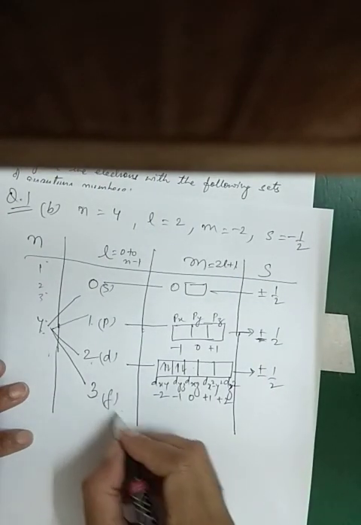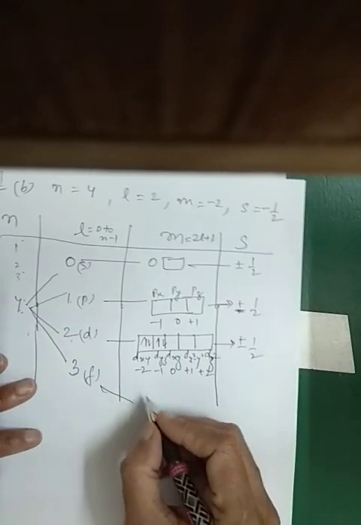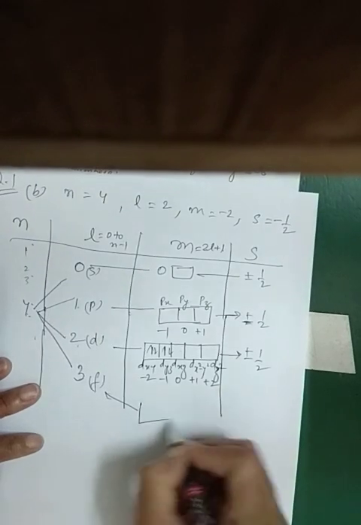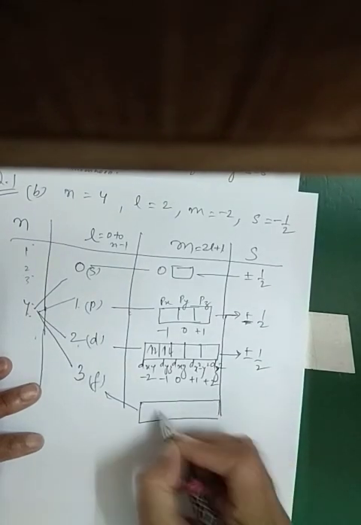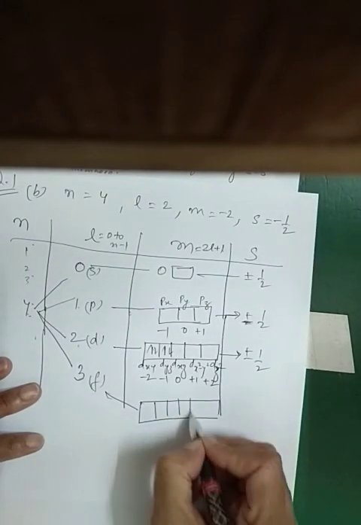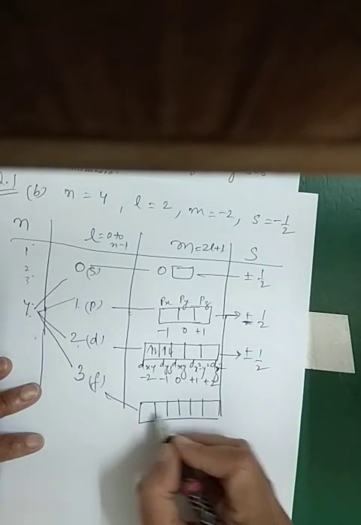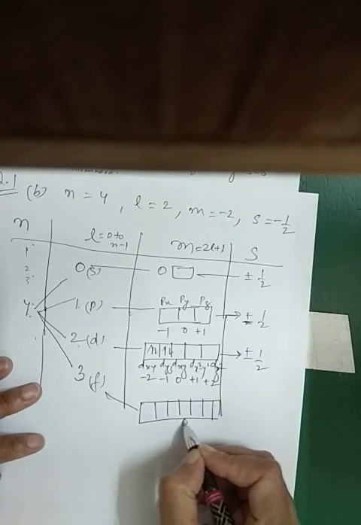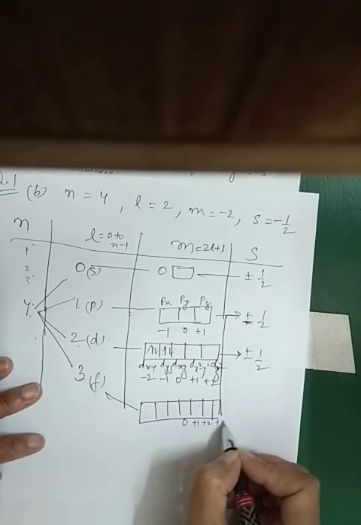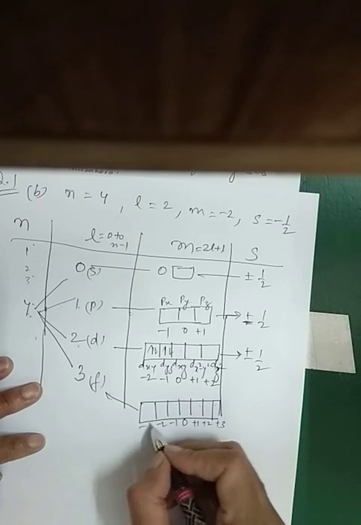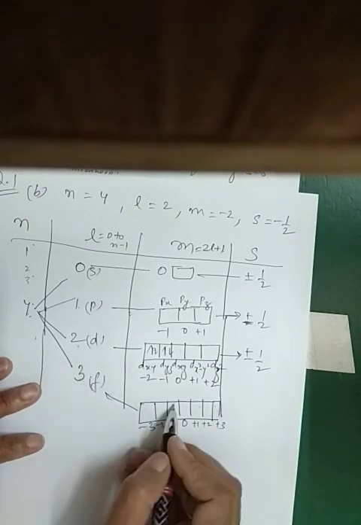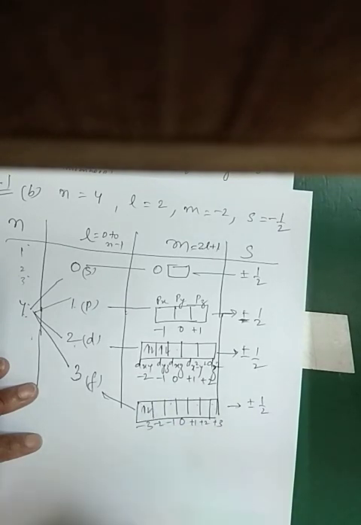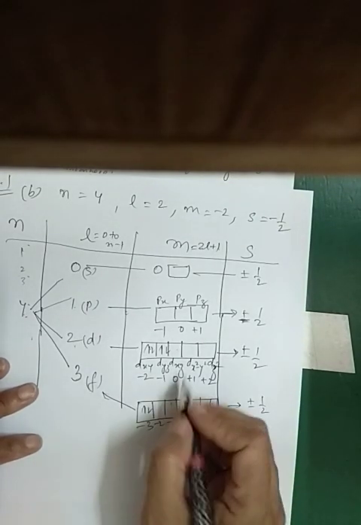Okay, similarly for 3, what will happen? If L value is 3, 2 times 3 is 6 plus 1, 7 values. So there have to be 7 values: 1, 2, 3, 4, 5, 6, 7. So it is 0, plus 1, plus 2, plus 3, minus 1, minus 2, minus 3. There are 7 values, and for each of them there will be plus minus half. Each orbital can have 2 electrons, one clockwise and one anti-clockwise.